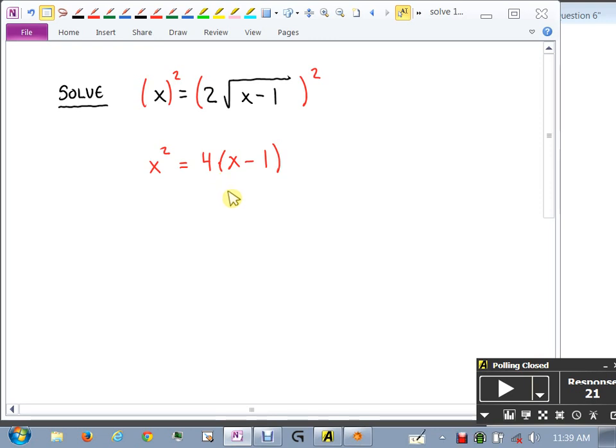And now what? Repeat the process if necessary. Do you have any radicals? No? Okay, what type of equation is this? Quadratic. How do we solve quadratic equations? Move everything to one side and try and factor. So to move it, why don't we distribute that 4 through first? All right? That's distributing that 4 through the parentheses. Now move everything to one side, so I'll move it all to the left.